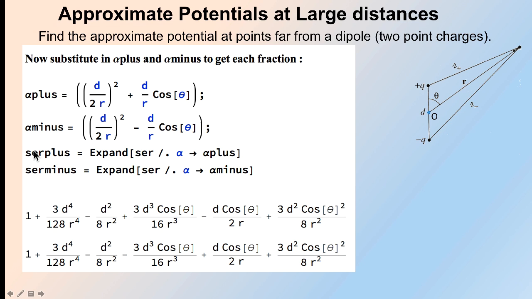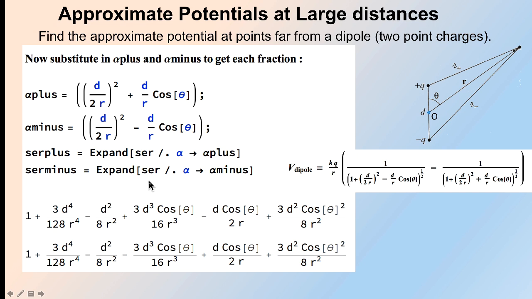This will be the series plus, this is the series minus. So evaluating that, this right here is the top one. That's this quantity right here. This one right here is the bottom one, so this is associated with the minus sign. Let me just remind you what that is. Here's our exact solution right here for the dipole. And if we take these two quantities, this right here expands into this. This right here expands into this.